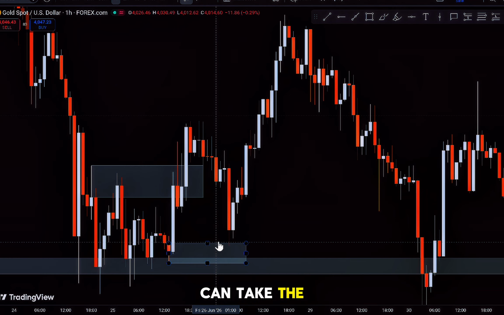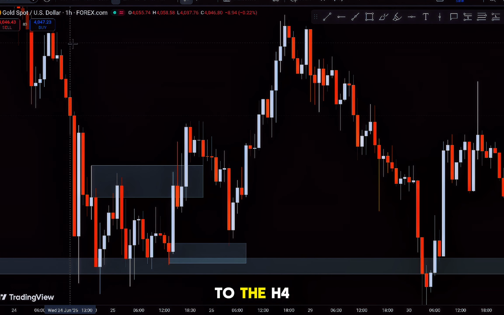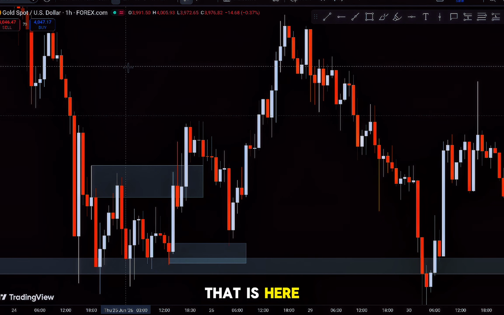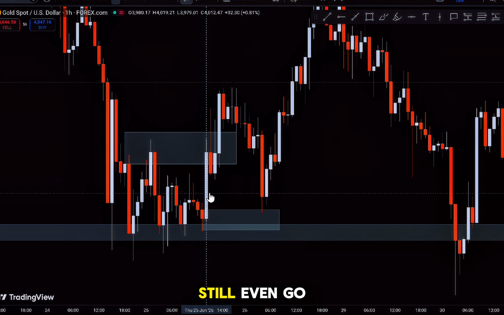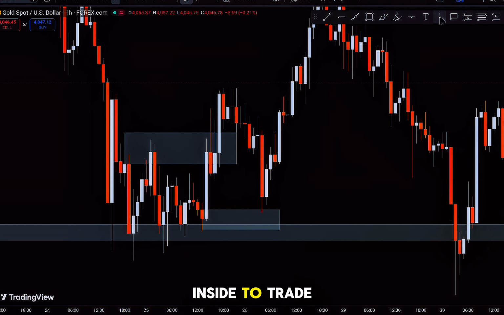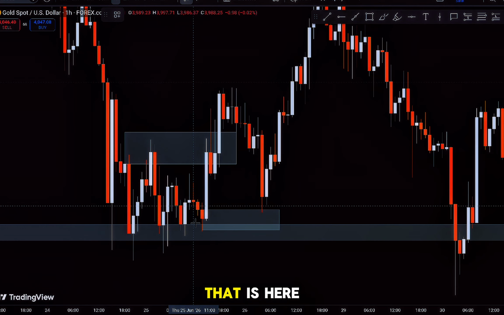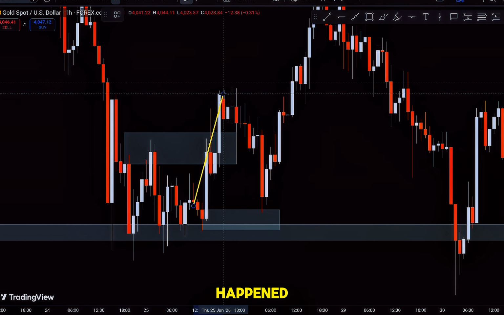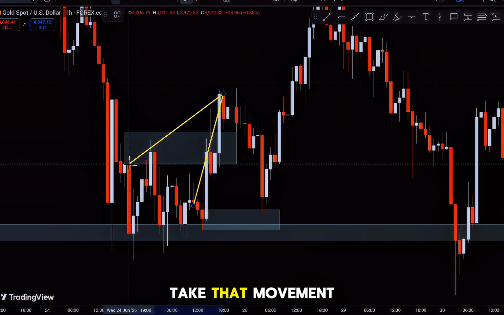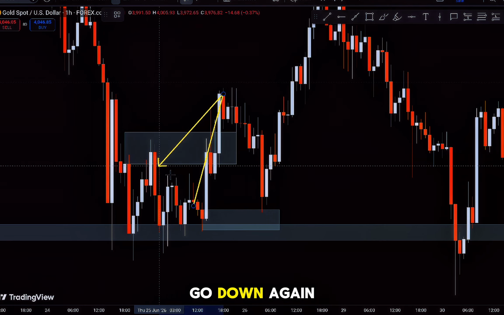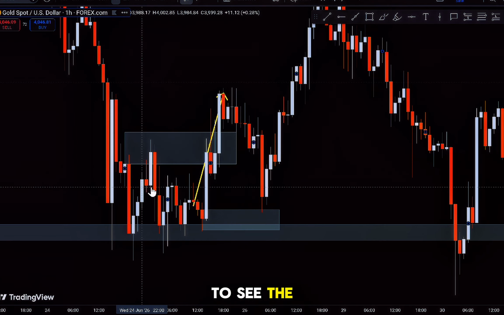That means we can take the trade and trade it to the H4 level that is here. And we can still even go inside to trade this movement that is here. You see this movement that has happened? That means if we wanted to take that movement, we have to go down again to see the movement that has happened within this.